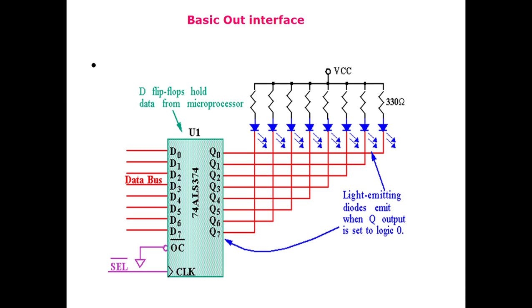While here in this example, a basic output interface is created. Here we have a circuit which is connected with VCC, and with every line we have a resistor and a light emitting diode on each line. Whenever the microprocessor is providing data which it intends to send to an input and output device, at that time the microprocessor is also creating an input and output port address, and that port address would serve as the clock signal to this device, which is actually a set of D flip-flops.